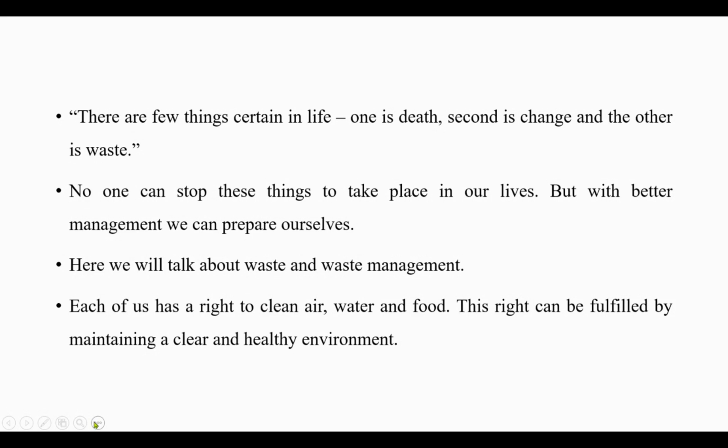Each of us has a right to clean air, water, and food. This right can be fulfilled by maintaining a clean and healthy environment. But there is a question: how many of us are taking care of these things? We know we are in a hurry.